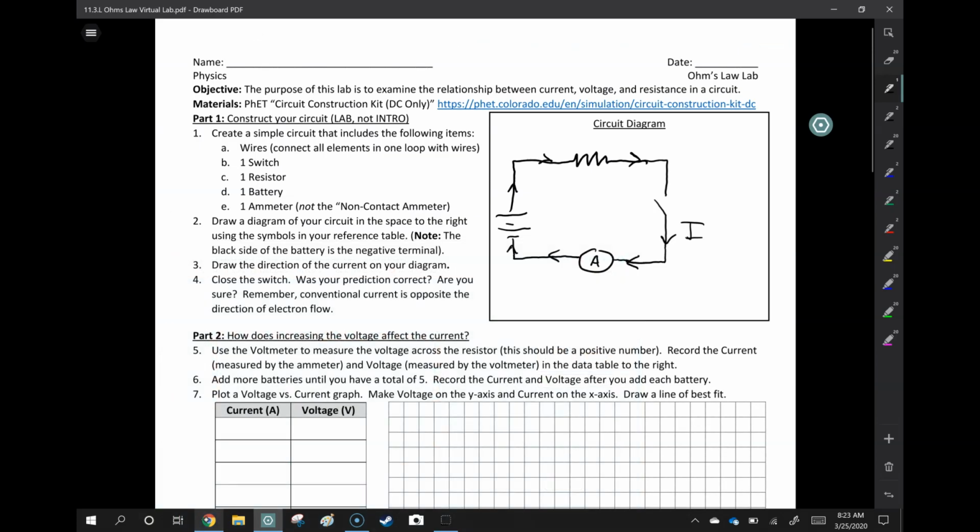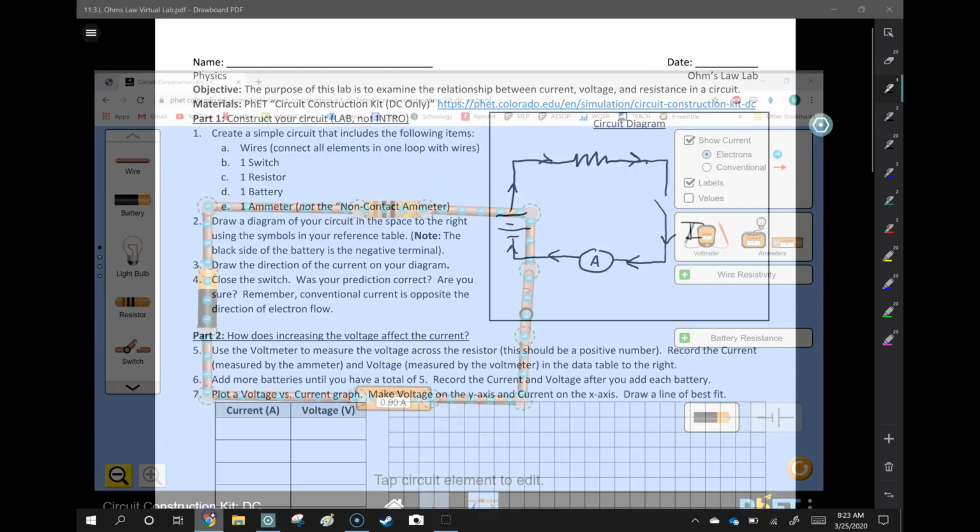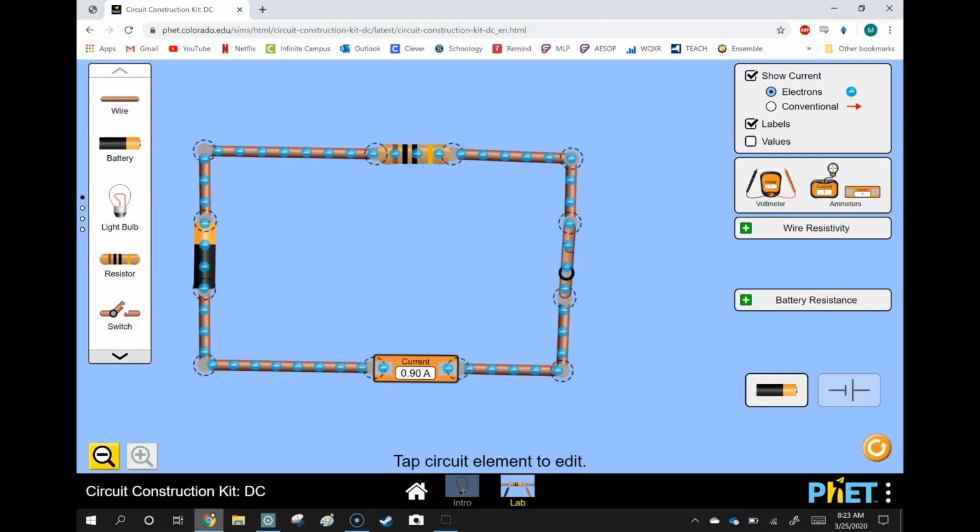No. It says, remember, conventional current is opposite the direction of electron flow. Check this out. If you go on the top right, boom, conventional current, Mr. Nangle's right. Okay? So it goes out of the positive terminal into the negative terminal. So that's how the conventional current goes. The default is to show the electrons, and I kind of like that look because the electrons are moving. That's what the current actually is.